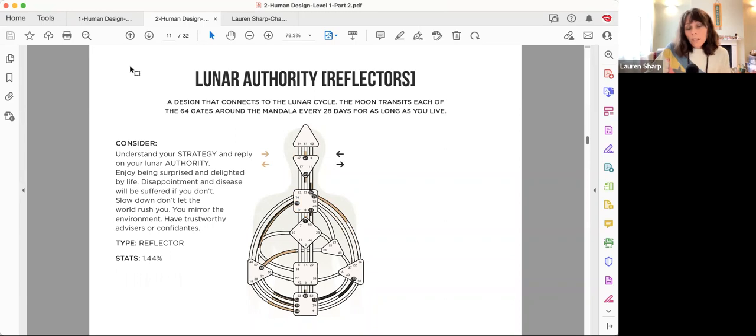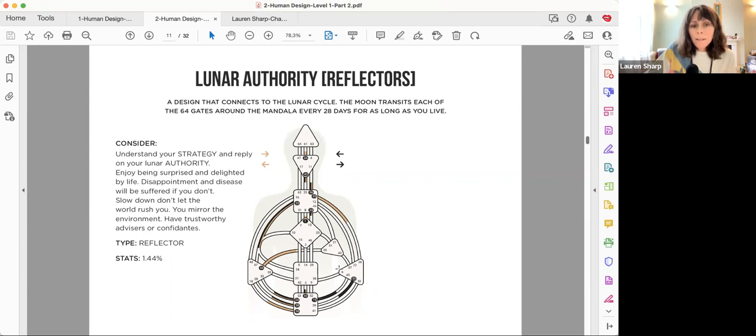Now, lunar authority and reflectors. We only see this in a reflector chart. They're the only ones who have a lunar authority, which is designed to connect them to the lunar cycle. As the moon moves through its transits, each of these gates moves and is activated in the reflector.